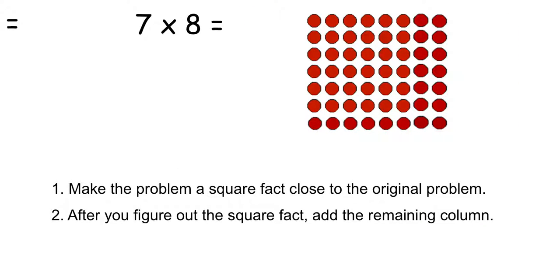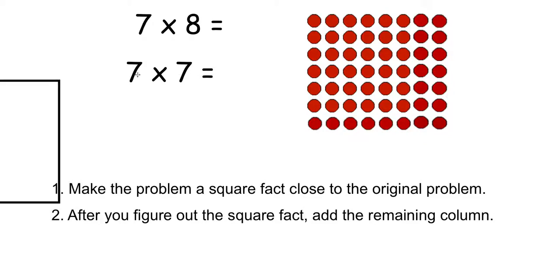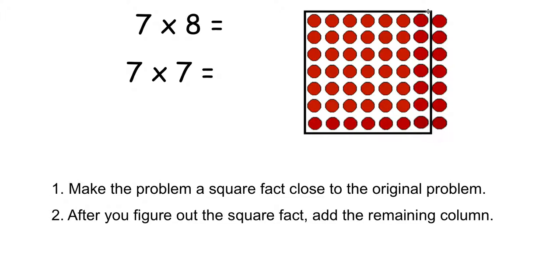Let's do one more here. So 7 times 8, we're going to think of it as 7 times 7. And again, that looks like this. And we have that one extra column. So 7 times 7 in a straight line, 7 times 7 is 49. So you've done the first step. The second step then, after you figure out the square fact, add the remaining column, which of course is 7. And 49 plus 7 is 56.